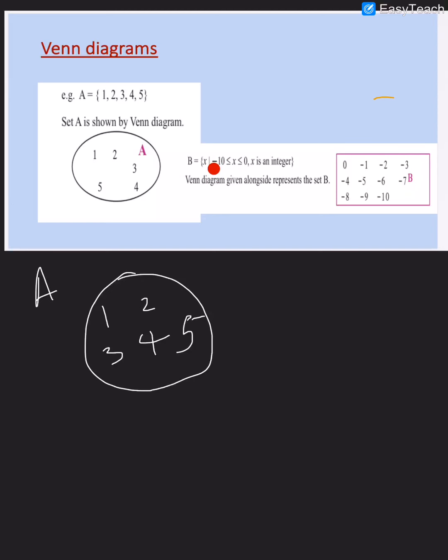B is {x such that x is less than or equal to 0 and greater than or equal to minus 10}. So all the elements between negative 10 and 0, that is 0, minus 1, minus 2, minus 3, minus 4, minus 5, and so on down to minus 10. So this is the Venn diagram of the set B.